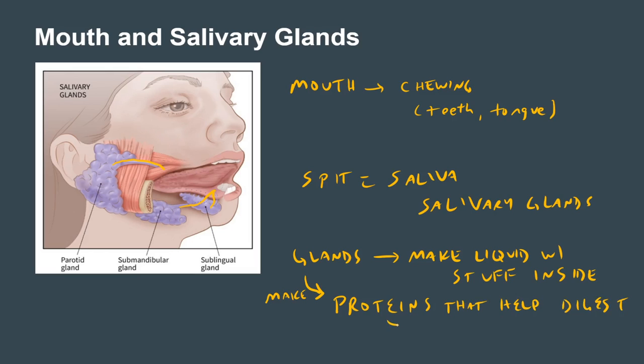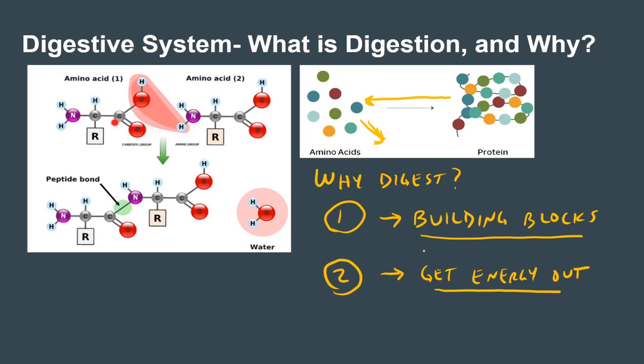And those proteins are just molecules. I'm introducing a lot of terms here, but they are called enzymes. These glands are really all about getting enzymes into your mouth. Why do you want enzymes in your mouth? And the answer is here.